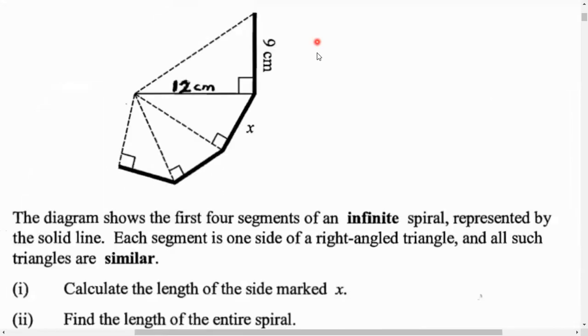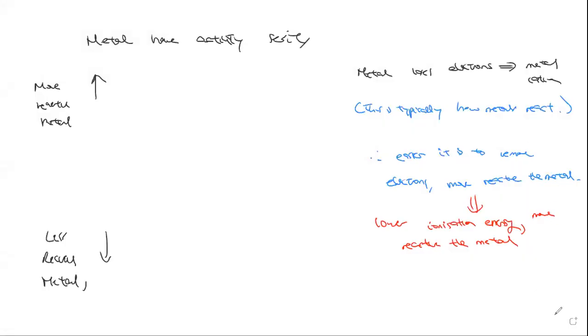Or in fact, let's draw our own one. So we don't really need to draw out the entire diagram. We just really need to focus on the parts that are important for us, which is the very first one. This is a right angle triangle with a length of 12 centimeters here and 9 centimeters here, followed by another triangle, which I'll do in a different color.